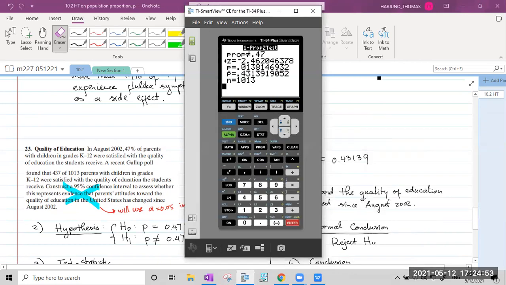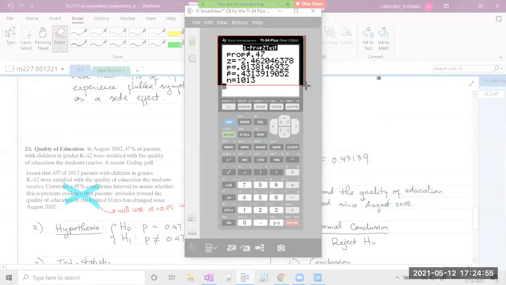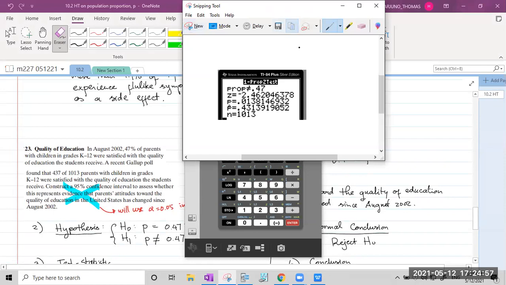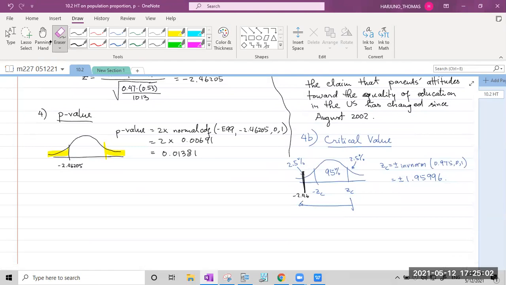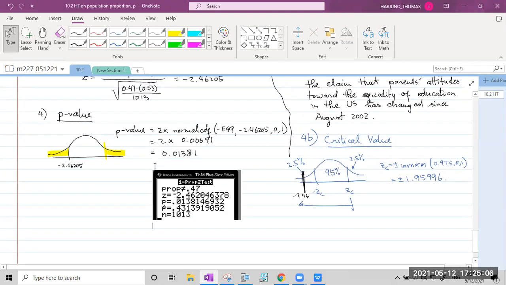That's the screenshot. Again, in my test, you don't need to do this. You don't need to screenshot your calculator. That's only for your personal use, if you want to see, did I do it right? Just to make sure. And you see that the p-value is actually the same. Our test statistic is also the same. Now that's for this 10.2.